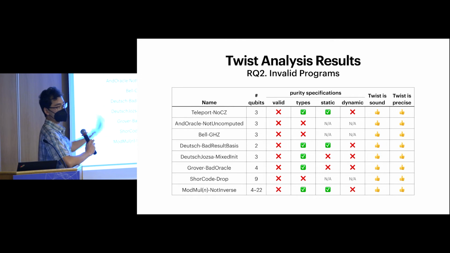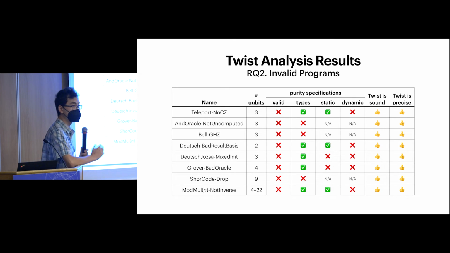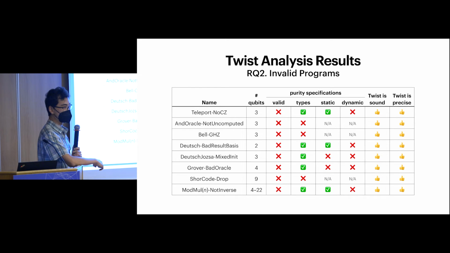There are other bugs here, such as the third example here, I'll just pick it out of random. What this bug is doing is, instead of generating the Bell state that we saw on the earlier slide, it generates this slight variant called a GHZ state and then drops one of the qubits, which looks kind of like a Bell state, but is not, in a rather subtle way that I don't have time to explain. The bottom line here is that we actually get that Twist is sound and precise on all of these examples. So the valid column being all X's means all the programs are supposed to be invalid, and as you can see, all the programs are in fact rejected at either the types, the static checking, or the dynamic checking.